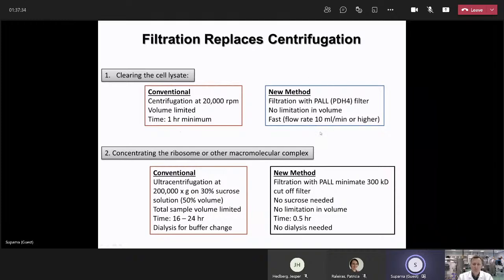Whereas here, there is no limitation of the volume when you use filtration, and you can use a fast rate of flow. And then more interesting is concentrating the ribosomes, where we were earlier dependent only on ultracentrifugation on 30% sucrose solution, and then the total volume is again limited, and we had to do extra dialysis for buffer exchange, whereas in this one, all these things can be done with a filtration, where we use this Pall Minimate 300 kD filter, no sucrose needed, no limitation in volume, time took hardly half an hour, and no dialysis needed.